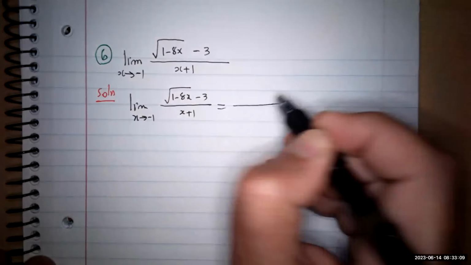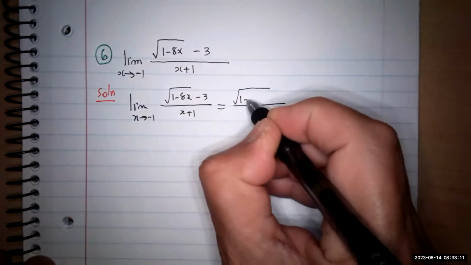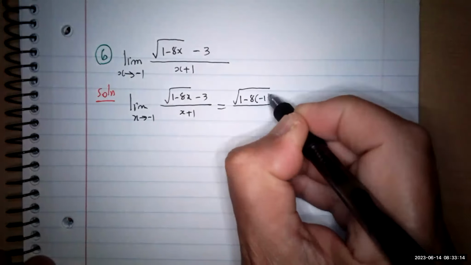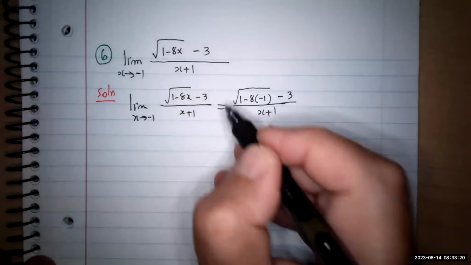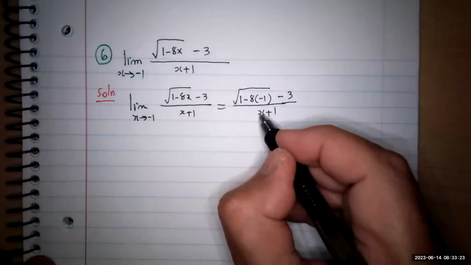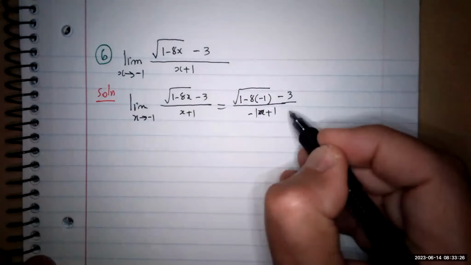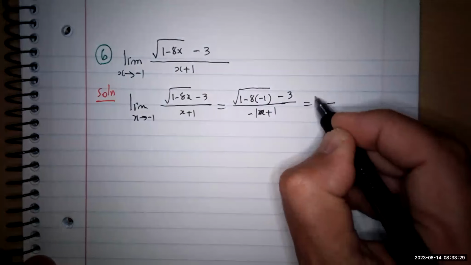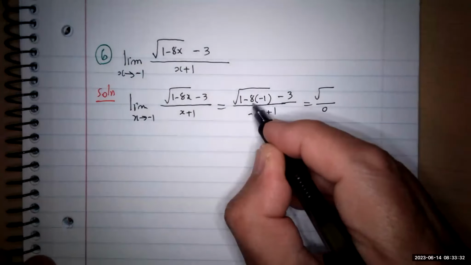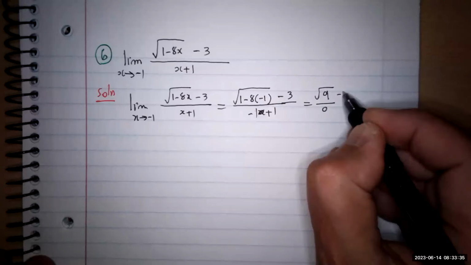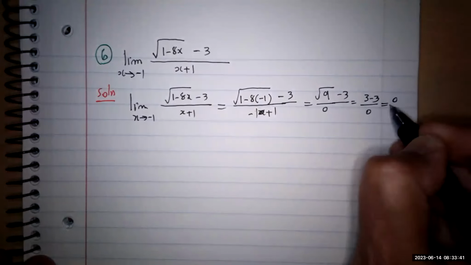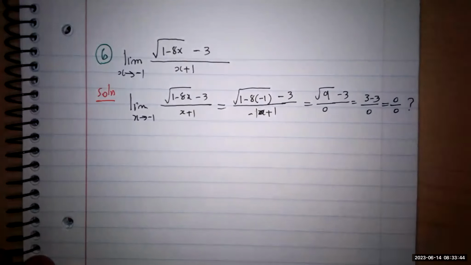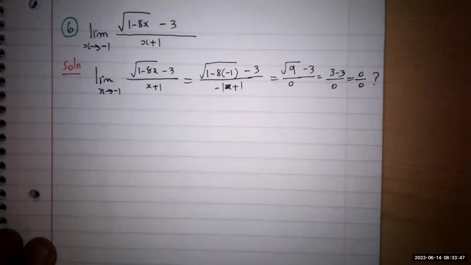So if I substitute negative 1 carefully, that gives you 1 minus 8, use parentheses, negative 1 outside, minus 3, and that is x plus 1. I'm sorry, I'm substituting negative 1, negative 1 plus 1. So the bottom one would be 0, the top one would be radical 1 plus 8, which is 9. Radical 9 minus 3, so that's 3 minus 3, 0. 0 over 0, question mark. Okay, so again, it's an indeterminate form.